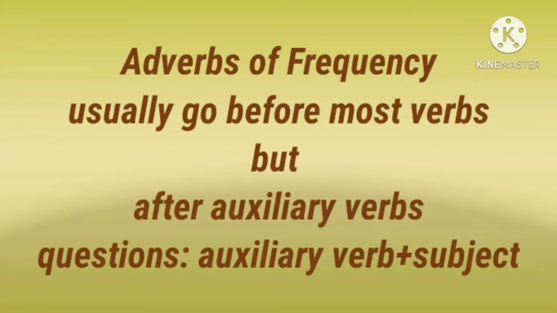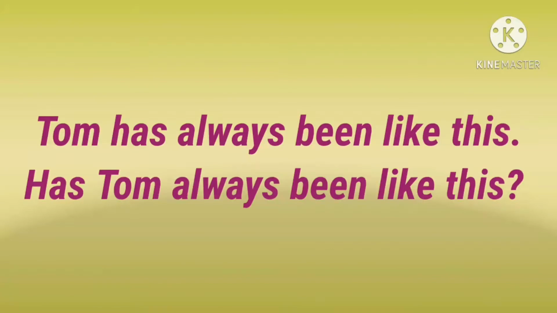Look at these examples. Tom has always been like this. Here, the adverb is used after the auxiliary verb has. So, adverbs of frequency usually go before most verbs but after the auxiliary verb.